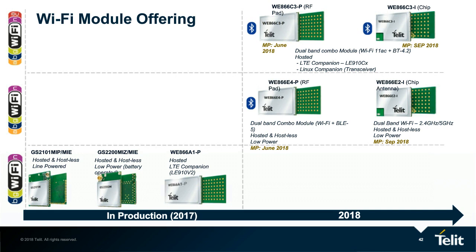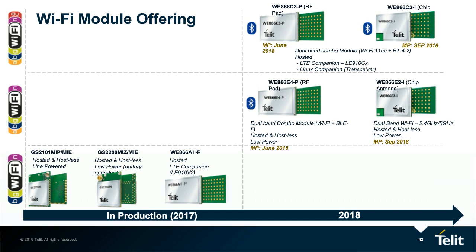If you look at 2101 MIP, it is particularly positioned for the low power, line powered market, whereas 2200, as we have seen, is particularly for the battery operated low power devices. Now, towards the right, you can see the modules which are in the engineering phase at this point in time, expected to be released in the latter half of this year.